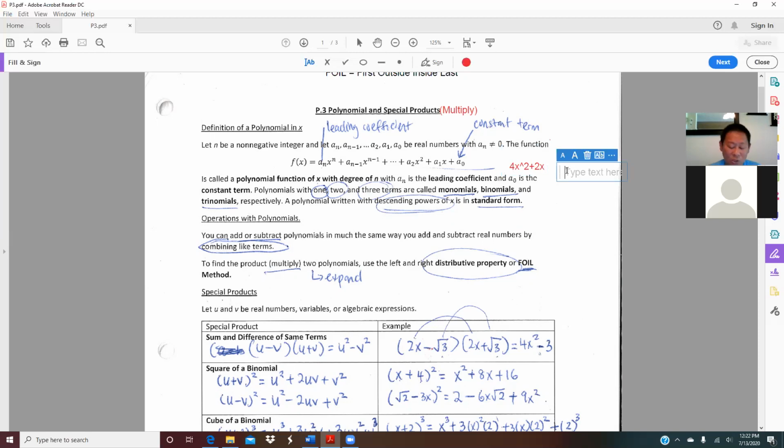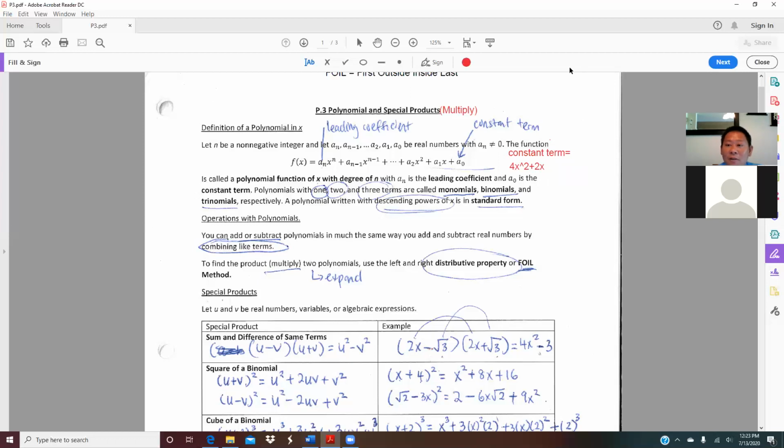Can someone tell me what your constant term is in this question? If I change it to 4x squared plus 2x, what is your constant term in this case? Last time I put a negative 8, so the constant term was negative 8 because that was the last one. But what happens if there is no negative 8, just like that? Does anyone know what the constant term is in this case?